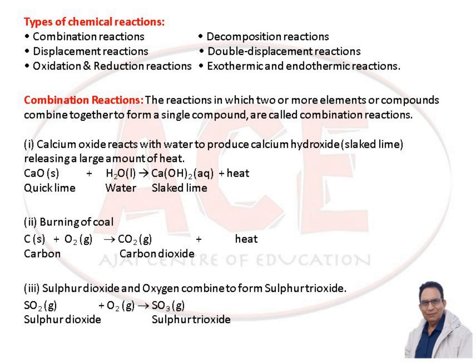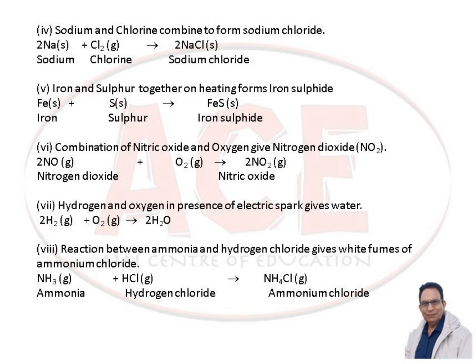Sulfur dioxide and oxygen combine to form sulfur trioxide, that is, SO2 combined with O2 gives SO3, which is known as sulfur trioxide. Sodium and chlorine combine to form sodium chloride, Na plus Cl2 give NaCl. Iron and sulfur together on heating form iron sulfide, Fe plus S give FeS, that is iron sulfide.